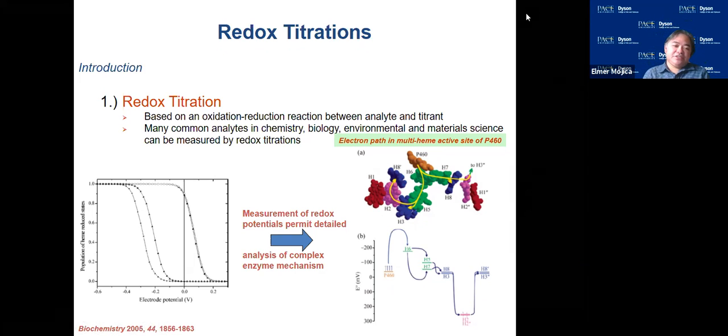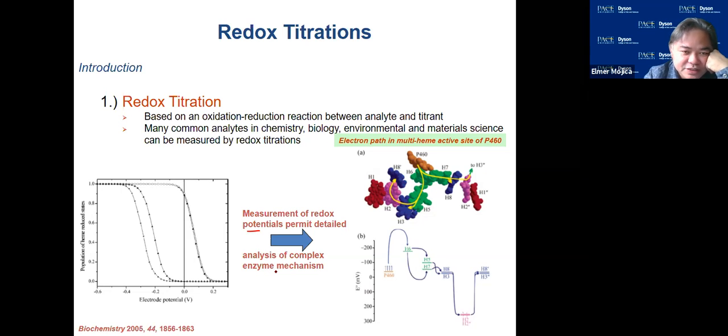If we look at redox titration, it is mainly an oxidation-reduction reaction between the analyte and the titrant. There are many common analytes in chemistry, biology, environmental and material science that can be measured by redox titration. The way we look at this is we measure the reduction oxidation potential.